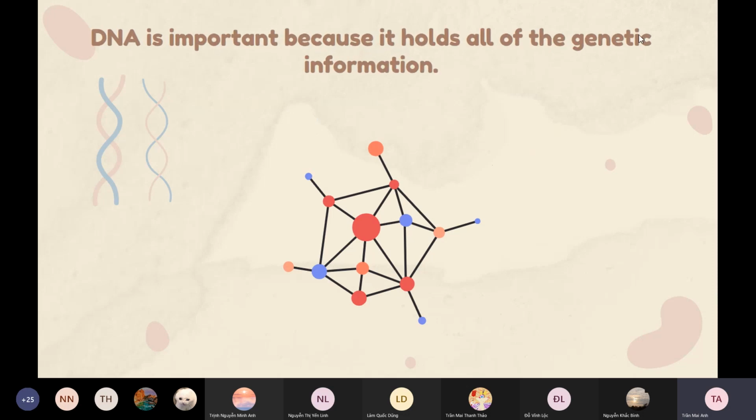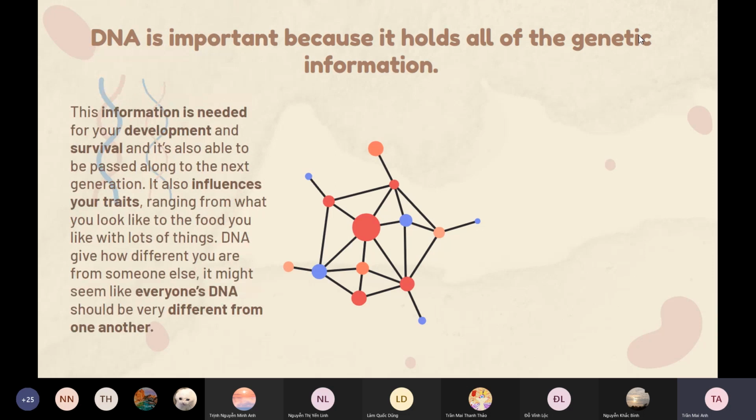DNA is important because it holds all of the genetic information. This information is needed for your development and survival, and it can also be passed along to the next generation. It also influences your traits, ranging from what you look like to the food you like, and lots of things. DNA gives you how different you are from someone else.